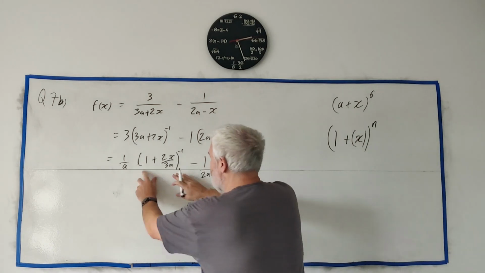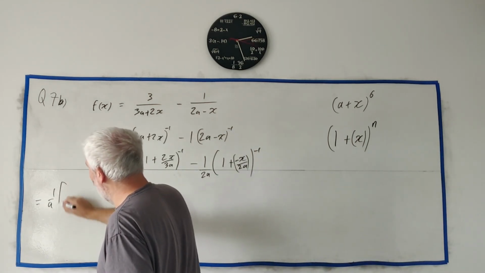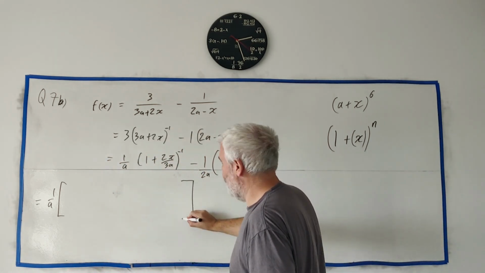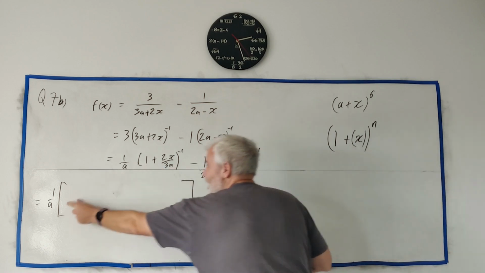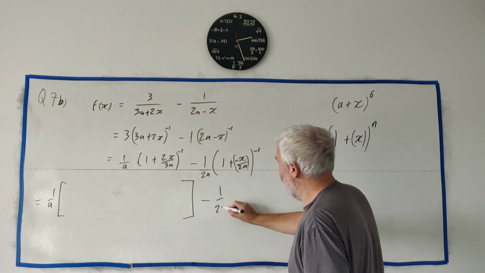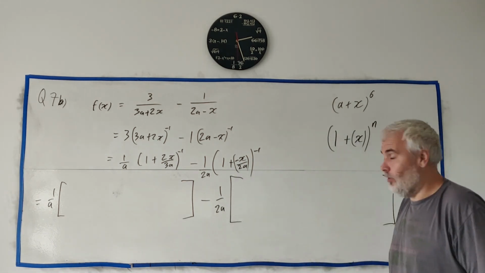So what's the formula say just for this guy here? This is going to equal 1 over a, I'll open up a big bracket. Actually, you know what? Let's close the bracket here. I'm going to expand this out in here. And then we're going to have minus 1 over 2a, and I'll open up another big bracket and I'll expand it out in here.